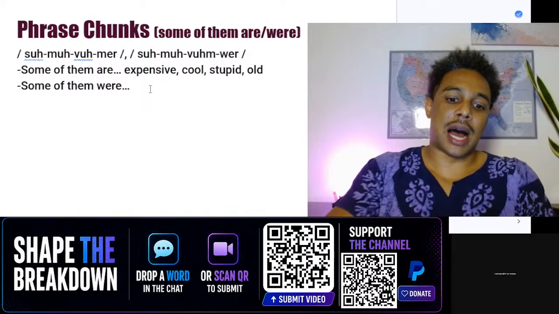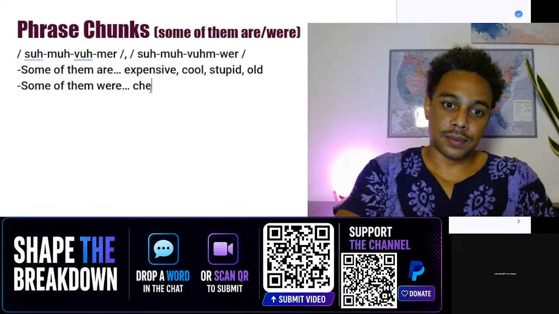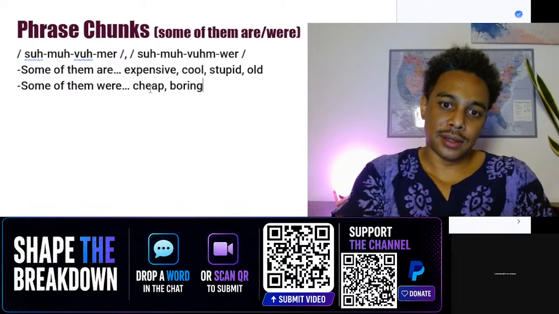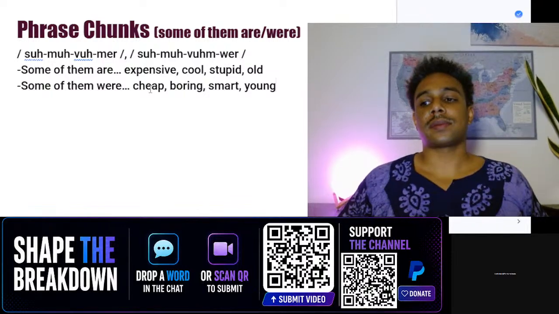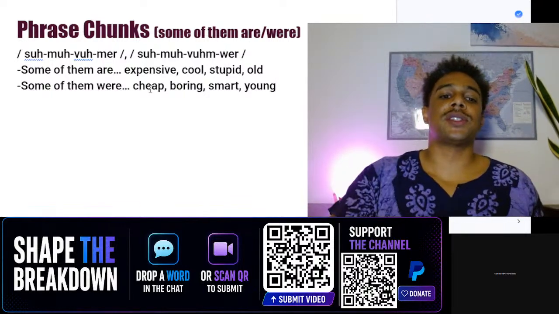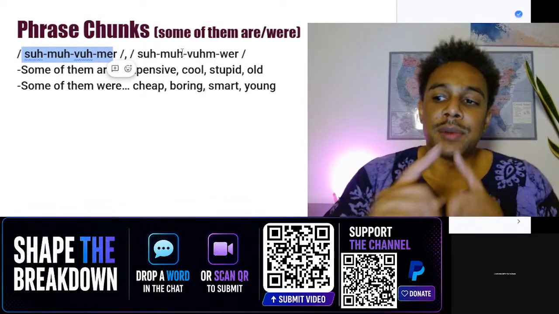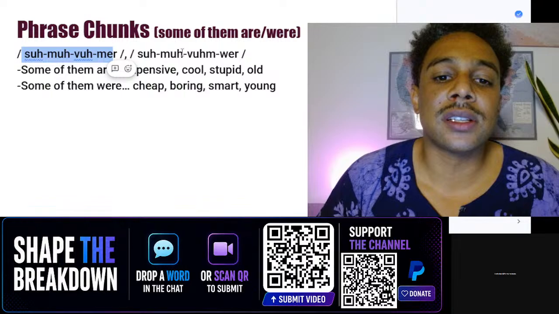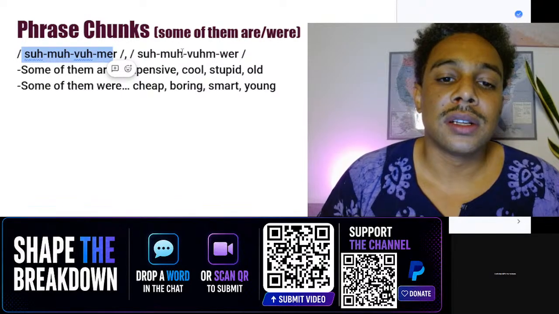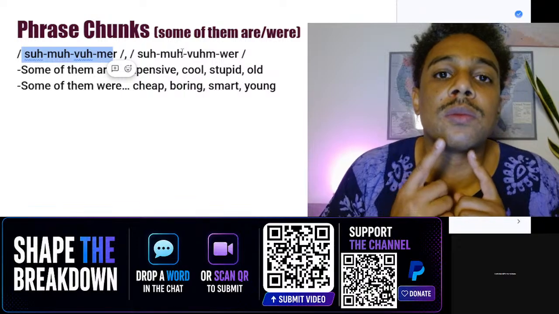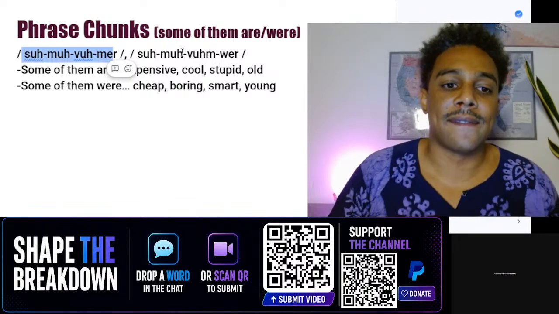What should we put? The opposites here. Some of them are what? Cheap? Or some of them were, sorry. Some of them are, was it boring? Smart? Young? So now we're doing past tense. It's almost the same. We're just changing this part, right? Instead of "some of them are," "some of them were," right? I'm using a different shape with my lips, and I'm saying some of them were. Some of them were, like that.